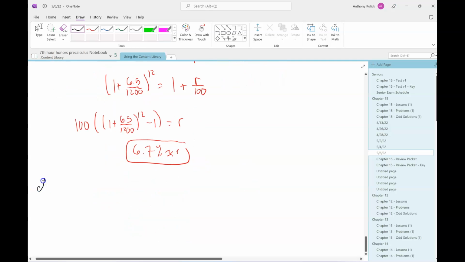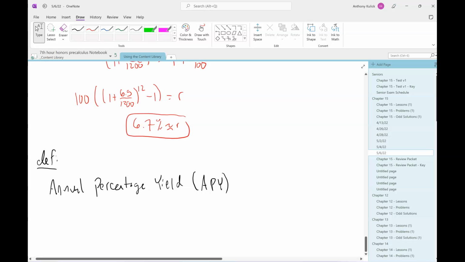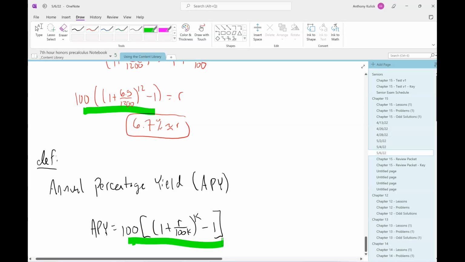So we actually have a name in finance for this because we do it so often. This is called the annual percentage yield, or APY. And it's basically just the conversion to the equivalent annual interest rate, right? It's exactly what we just did in the previous problem. So I'm going to write a formula for this based on the previous work. I'm going to have 100 times the quantity 1 plus R over 100K to the K minus 1. I just took what I did in my previous work and turned it into a formula. We cool with that?